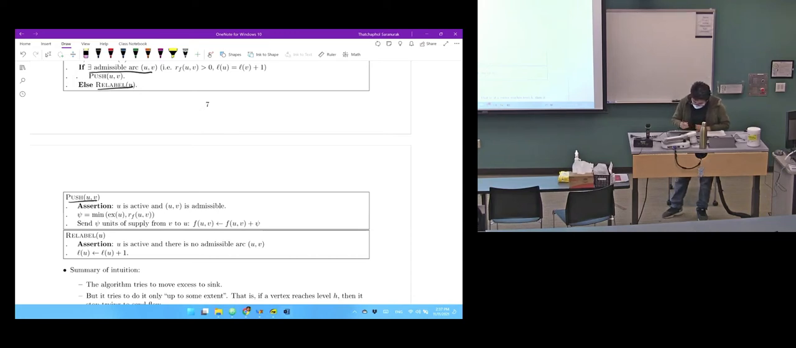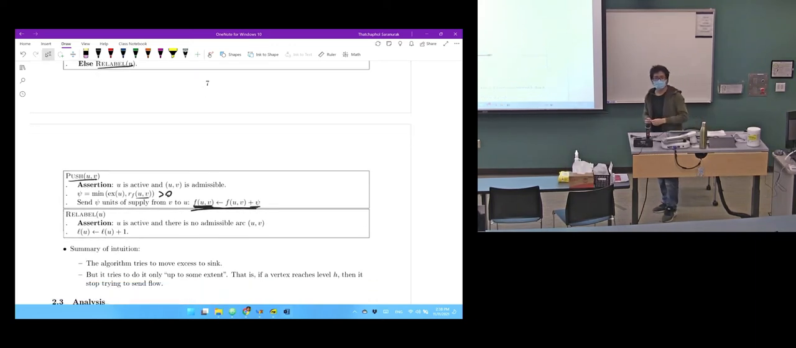And this thing is going to be more than 0, right? Because U is active, so it has some excess, and UV is admissible, so there is some residual capacity, so it's more than 0. So you actually pushed something. By pushing this much, it just means that the flow along this edge is increased by this much. And the relabel is just to increase the level.